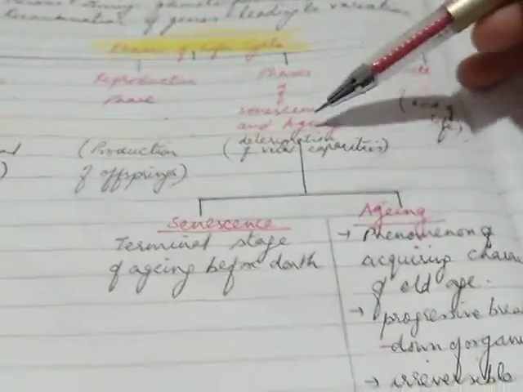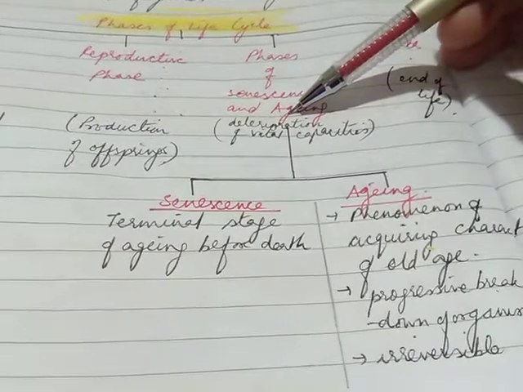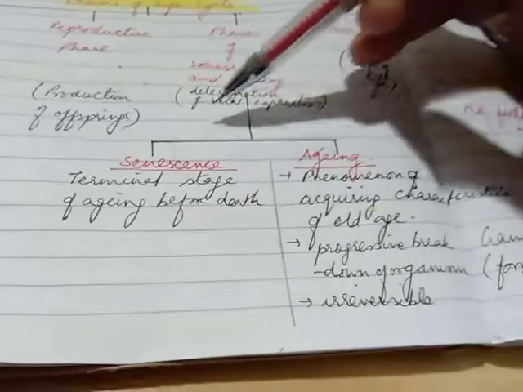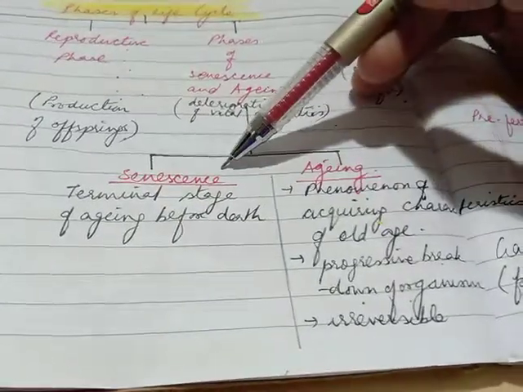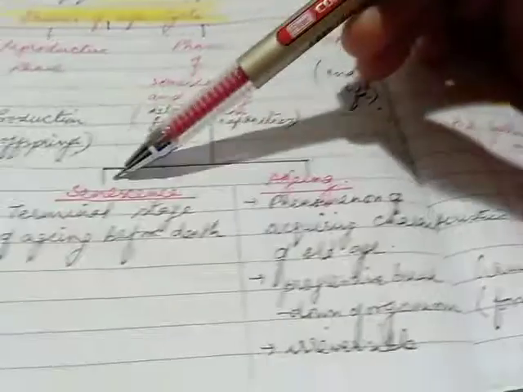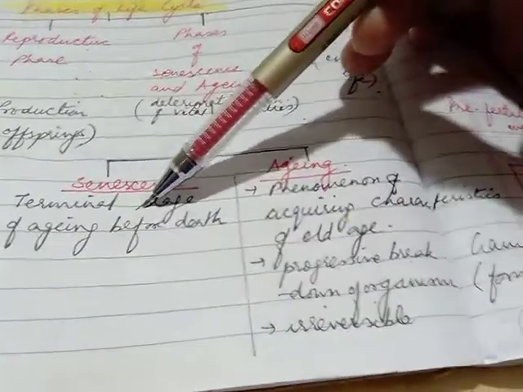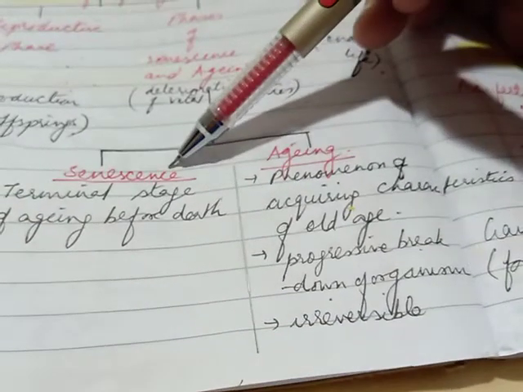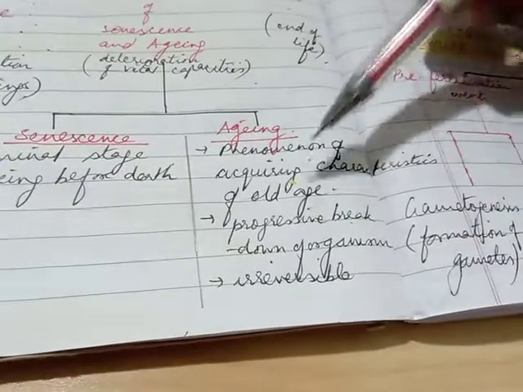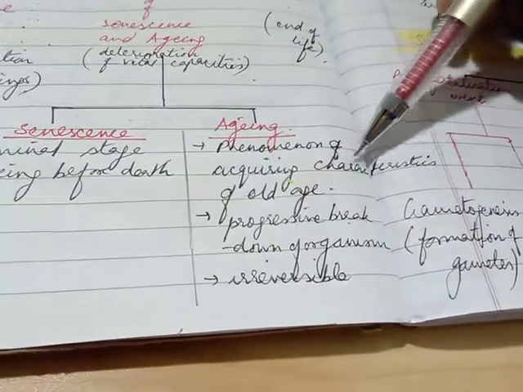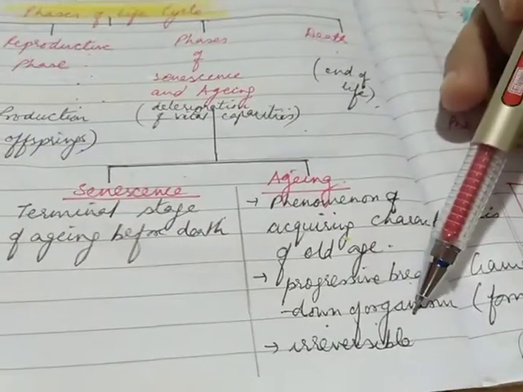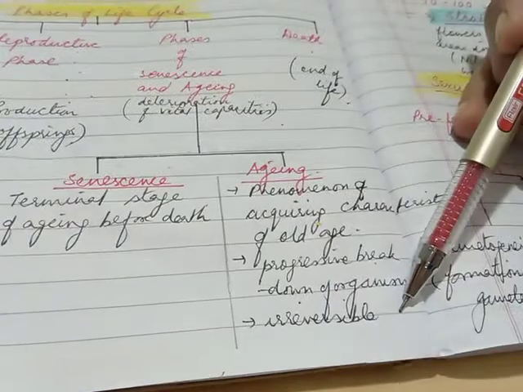To move further, the third phase of life is called the deterioration stage, or the deterioration of vital or important capacities. It's to be studied under 2 heads, that is senescence and aging. Senescence is the terminal stage of aging just before death, that is, everyone's death, the stage just before that is called senescence. Whereas aging is a phenomenon of acquiring characteristics of old age, and it's a progressive breakdown of the organism. And yes, certainly it is irreversible.